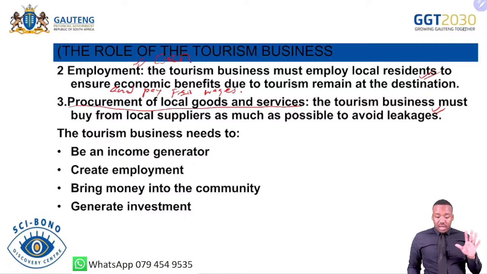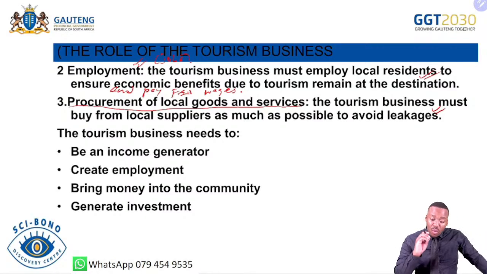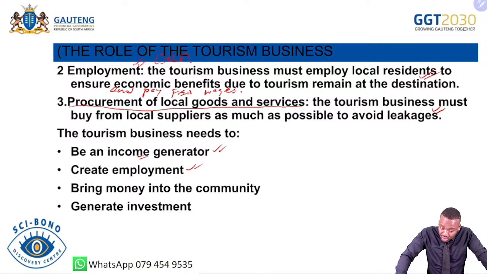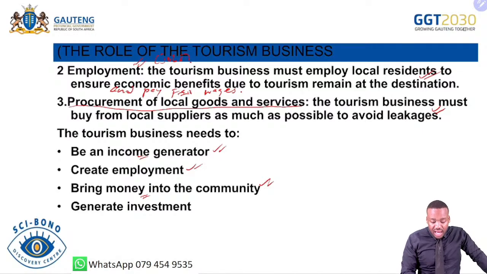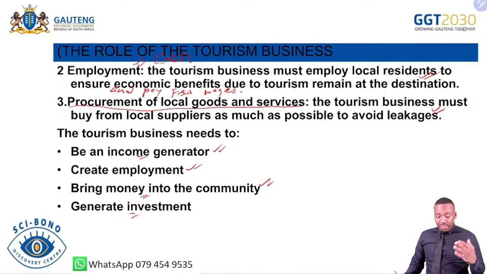To sum up, if you want the tourism business to be sustainable, it must become an income generator. The business has to make a profit, right? Why would you develop a tourism business if you are not going to be generating an income? Number 2, it must provide what? Employment opportunities. Number 3, it has to bring income. It has to bring money into the community. And the last one, it must generate what? Investment. If you are listening to me, I'm talking about money and employment. Why? Because you're talking about the economic pillar, which is pillar number 2.